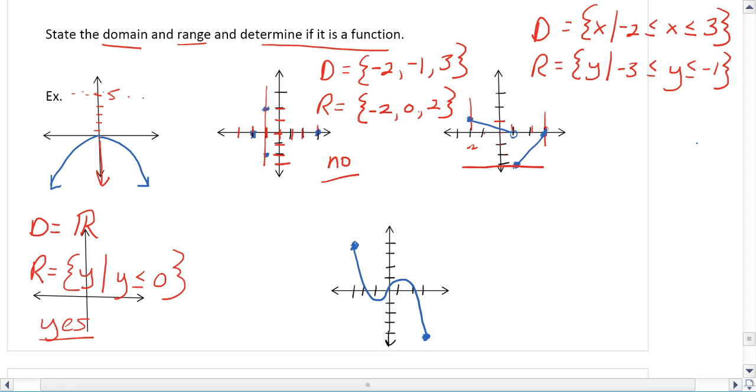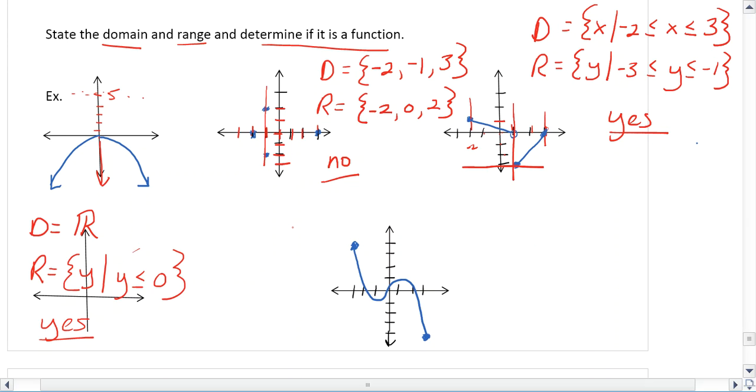Is this a function? Well, it's looking pretty good. You might question right here if we draw a line. Well, the open circle means it's not included in the graph, if you remember your days from graphing on number lines. But the closed circle it is, and so it passes the vertical line test. So we will say yes, it is a function.